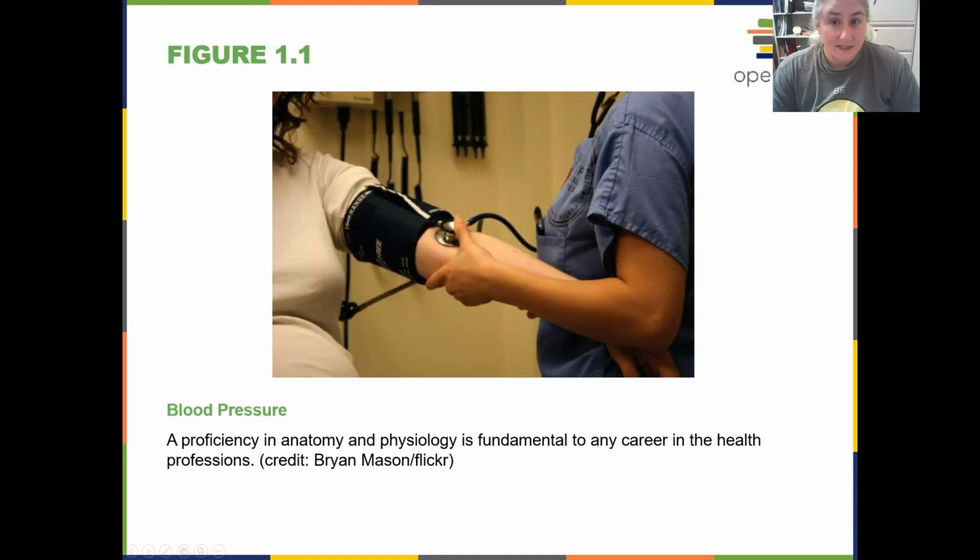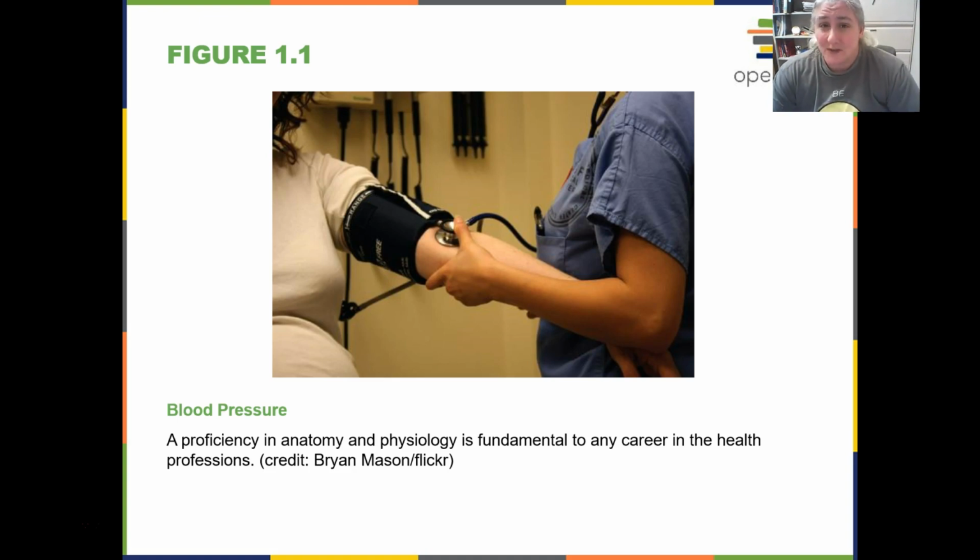So taking anatomy and physiology and putting them together, you can see how important they are. Here is a figure from your textbook that shows a medical person, can't tell you what type, doing a blood pressure. Knowing anatomy and physiology is going to be very important in any medical profession. And the majority of you are likely going into a medical career.